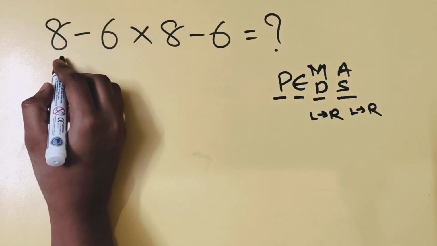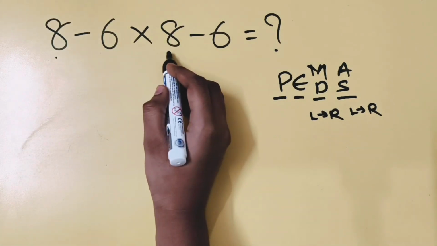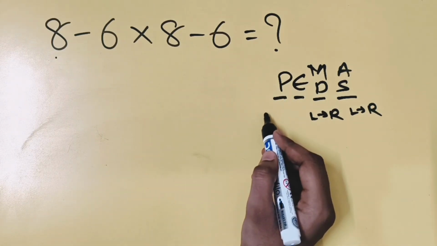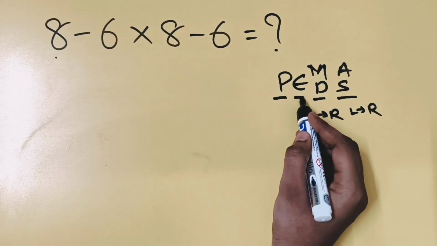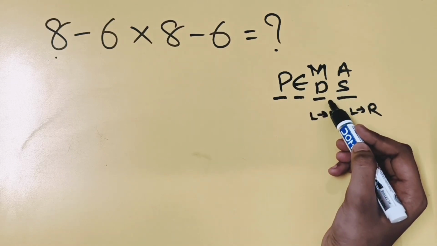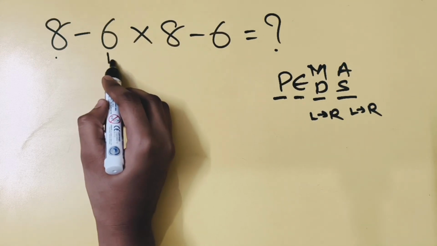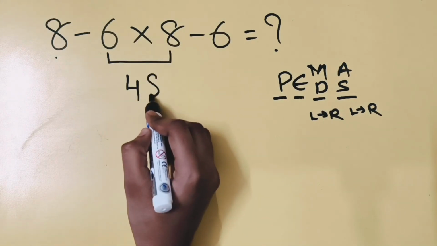So first let's see the question. Here we have positive 8 and negative 6 times positive 8 and negative 6. So first, we check for parentheses, but in the given question there are no parentheses and no exponents. So we need to do the multiplication or division. Here we have the multiplication. So first multiplication, 6 times 8 is 48.